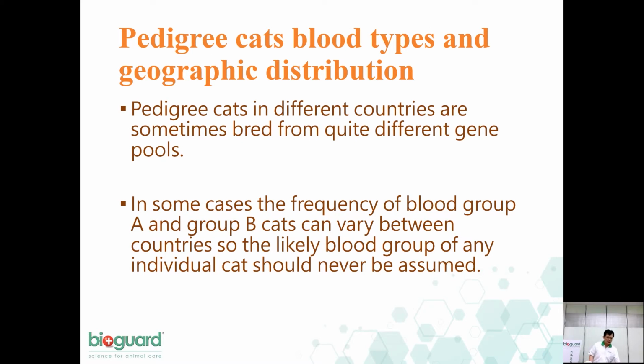And then let's check the pedigree cats' blood types and their geographic distribution. Things are more interesting in pedigree cats because in different countries, those pedigree cats may be bred from quite different gene pools. So in some cases, the frequency of blood group A and blood group B cats can vary between countries. So the likely blood group of any individual cat should never be assumed. You still need to do the blood typing. Otherwise, don't just take a guess what kind of blood type this cat would be. This would be a dangerous thing to do.